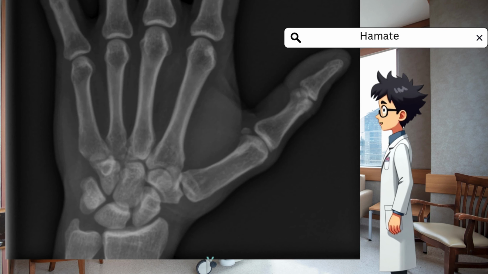The wrist contains 8 carpal bones, arranged in 2 distinct rows, a proximal row and a distal row. These bones together form the wrist joint and allow a wide range of complex hand and wrist movements. In the distal row, moving from medial to lateral, the carpal bones are the hamate, capitate, trapezoid, and trapezium.